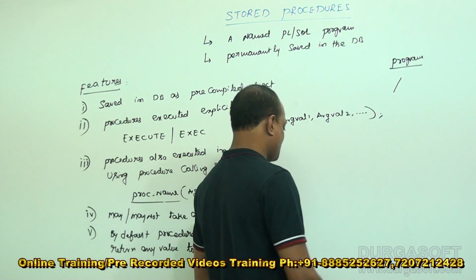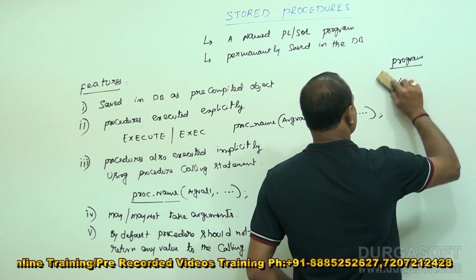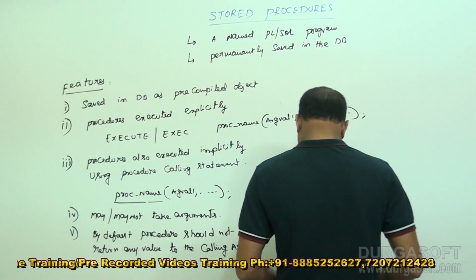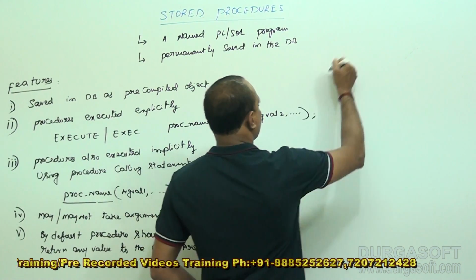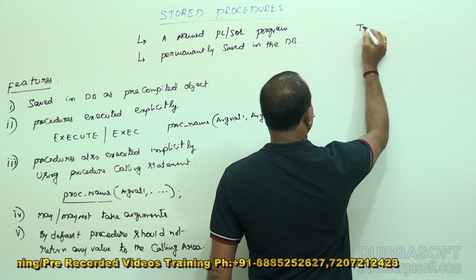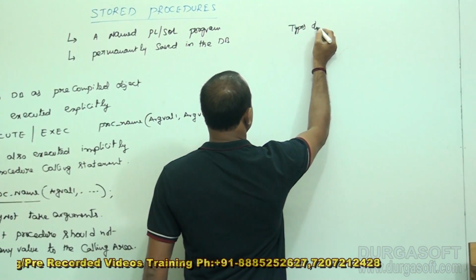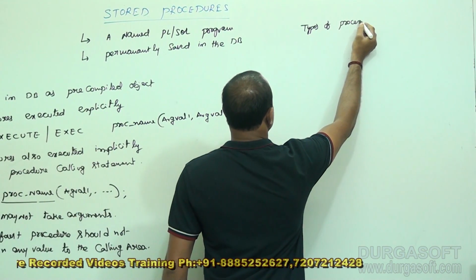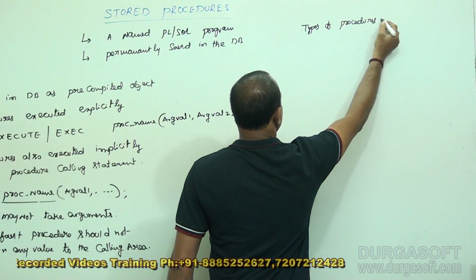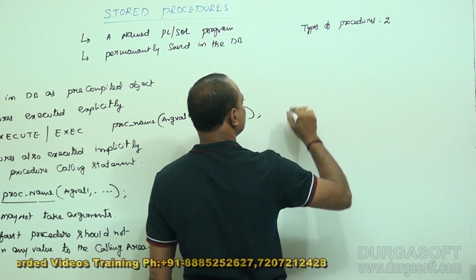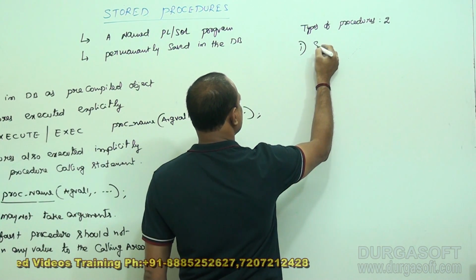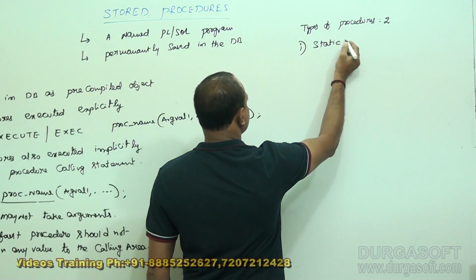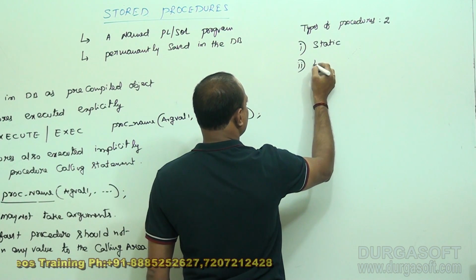Procedures are again of two types. Let me write here. Types of procedures. Two types. First one, static. Second one, dynamic.